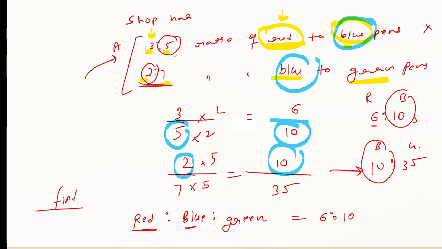Because in this it was confusing. What should I write for blue? 5 or 2? Now we have combined it. We have got a common term. Then green. Green is 35. Right? So this is our answer. This is the combined ratio for red, blue and green. Okay. So that's how we solve, how we find the combined ratio, how we combine the ratio. Okay. So this was all about ratio.